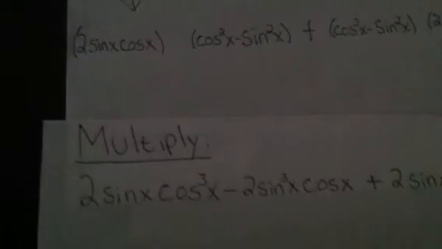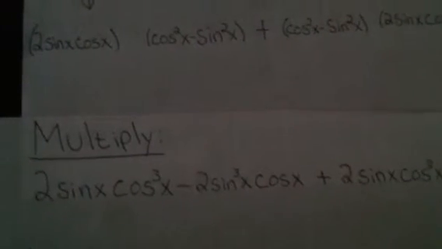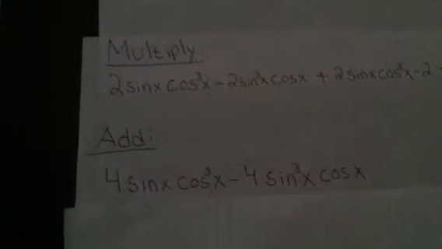Next step, easy step, we just multiply them out, leaving us with 2 sine x cosine cubed x minus 2 sine cubed x cosine x plus 2 sine x cosine cubed x minus 2 sine cubed x cosine x. Next step, simply add them. And when we add them, we get 4 sine x cosine cubed x minus 4 sine cubed x cosine x.